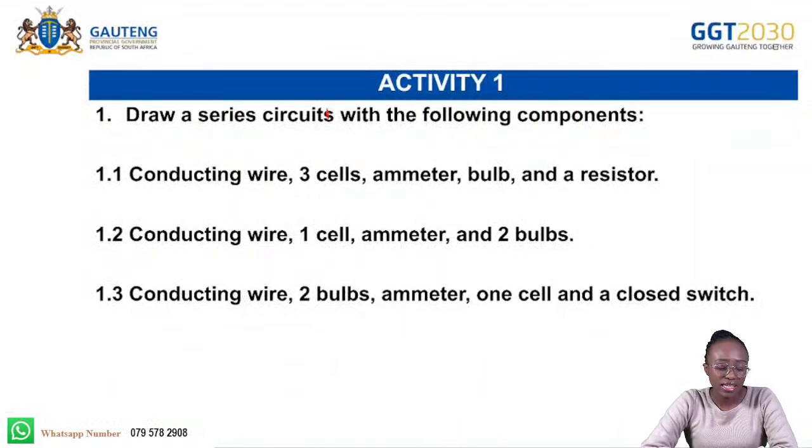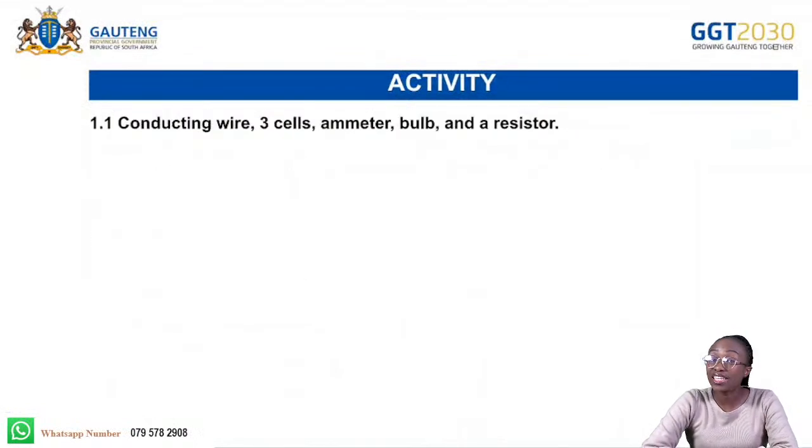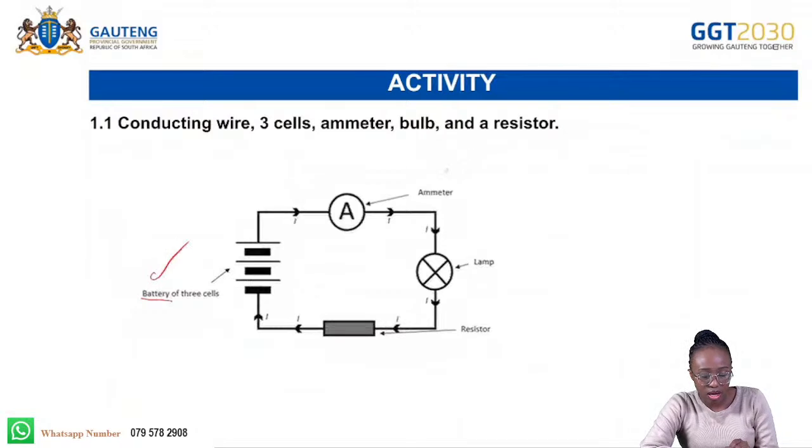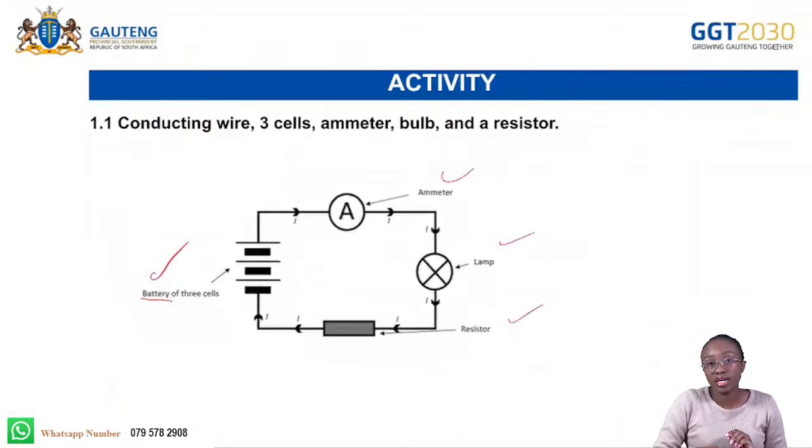Welcome back, grade 8. Let's draw. Conducting wire, 3 cells, ammeter, bulb, and a resistor. There we go. So remember, 3 cells make a battery, so you can write cells, or you can write battery. We've got our 3 cells there. We've got our ammeter, our lamp, and our resistor. Take 2 minutes to draw this diagram.